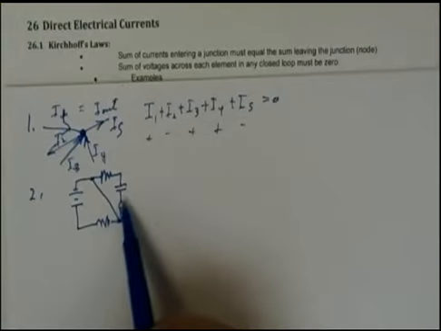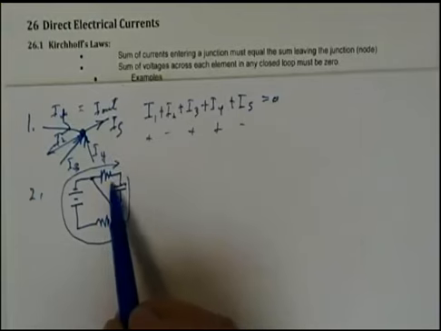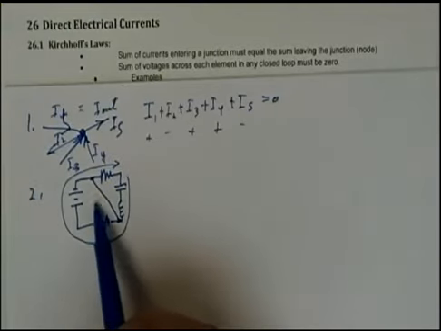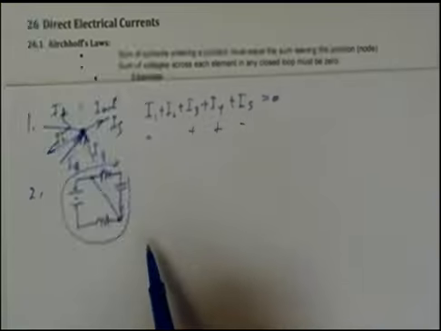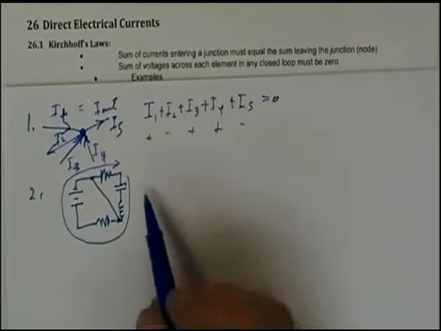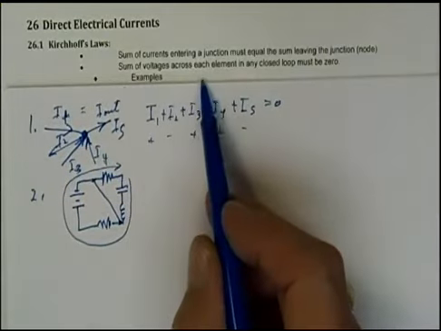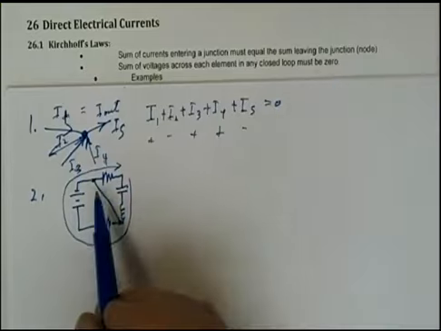We can choose the whole loop around this whole path, or we could choose the loop around here, or we could choose the loop around here. And whichever way we consider those loops, it's always true that the sum of the voltages across each element in that loop must be 0.